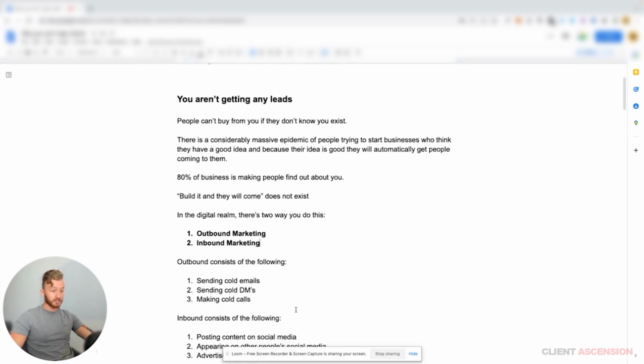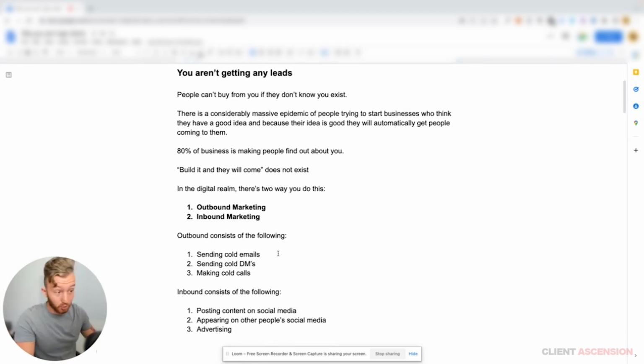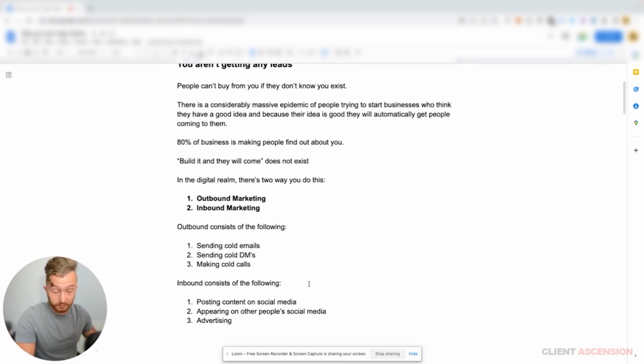Outbound marketing consists of the following: sending cold emails, sending cold DMs, or making cold calls. It is you going to the person directly. That is outbound marketing, right? Inbound consists of the following: posting content on social media, appearing on other people's social media, and advertising, right? That is, your stuff has been distributed throughout the internet. So the act of me making this YouTube video right now is with the intention of creating inbound leads, right? If I'm sending cold emails, cold DMs, or making cold calls, that's outbound. The act of doing this, me on my Twitter, me on YouTube, this is inbound, right?